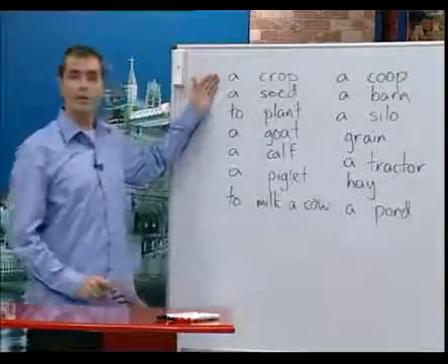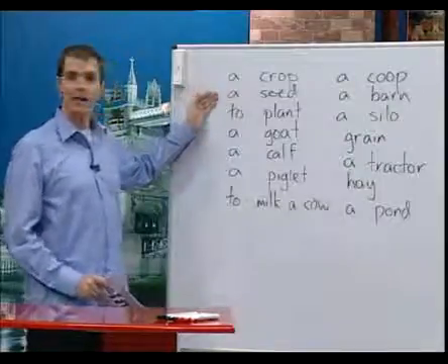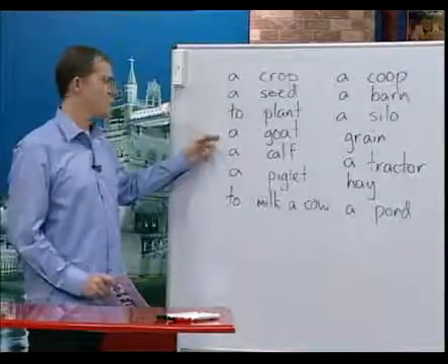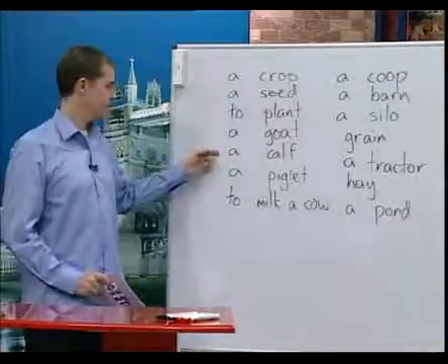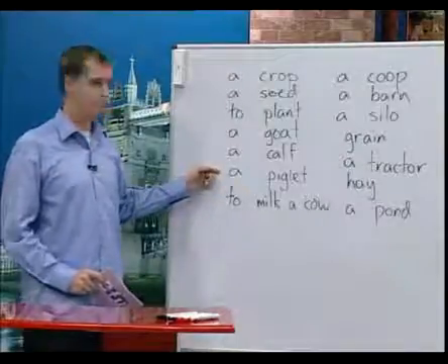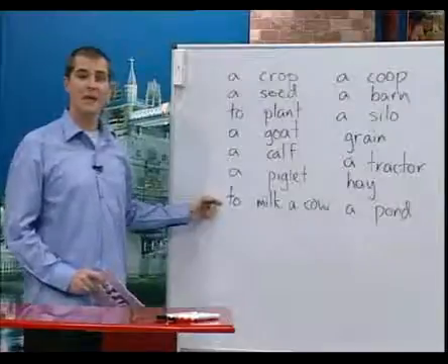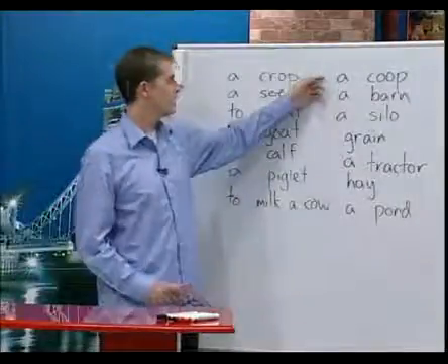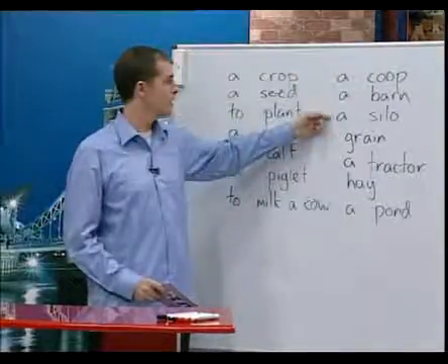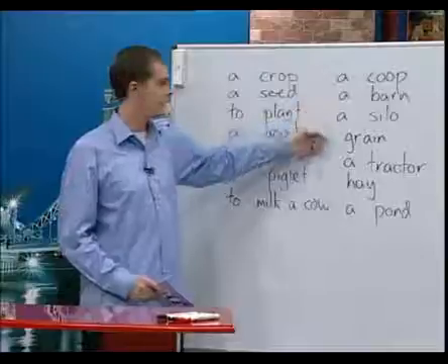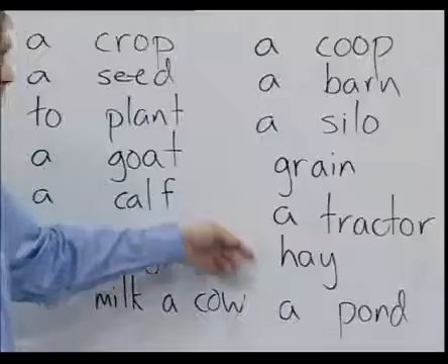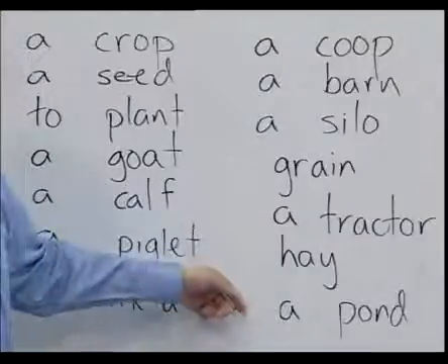First we have a crop, a seed, to plant, a goat, here is a calf, a piglet, to milk a cow, over here, a coop, a barn, a silo, grain, a tractor, hay, and a pond.